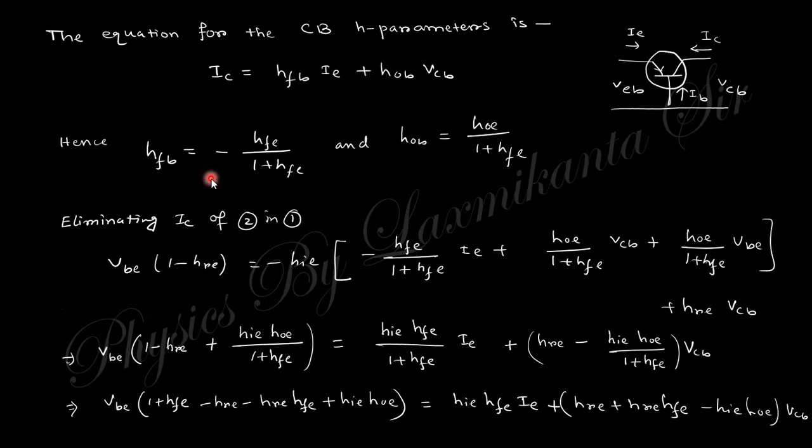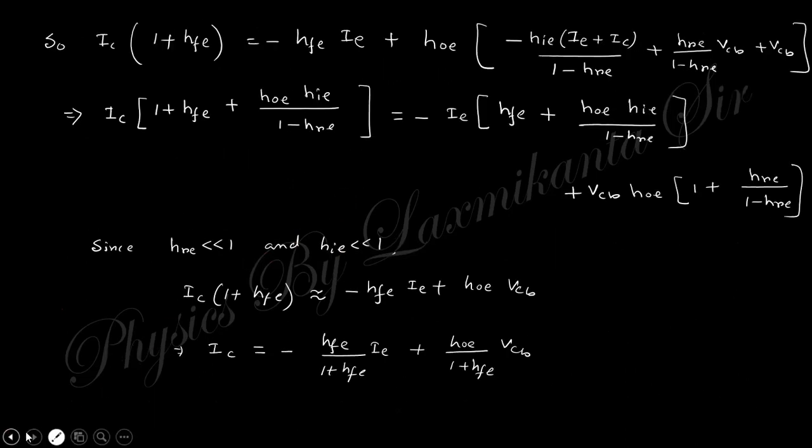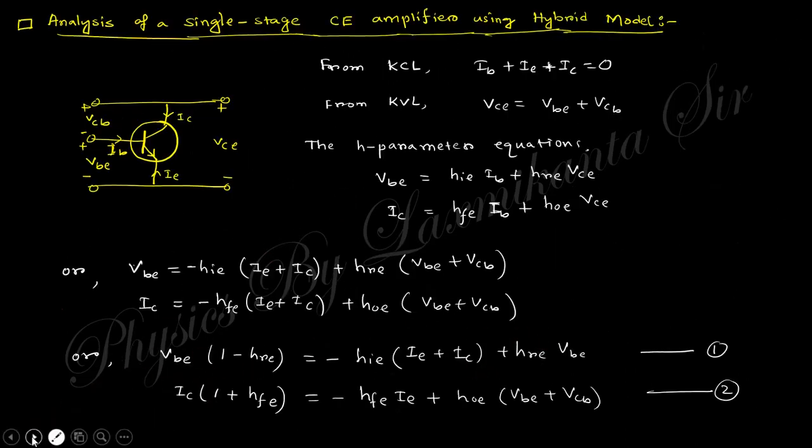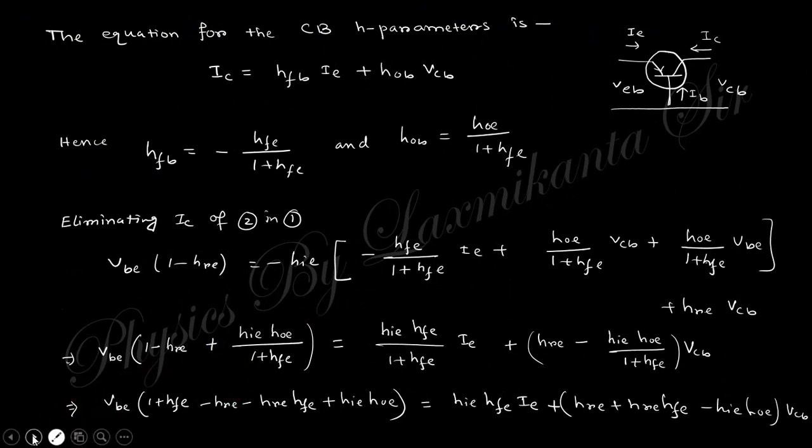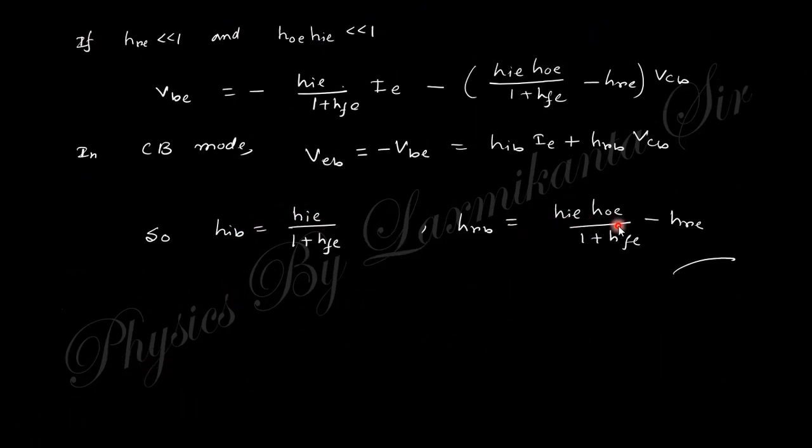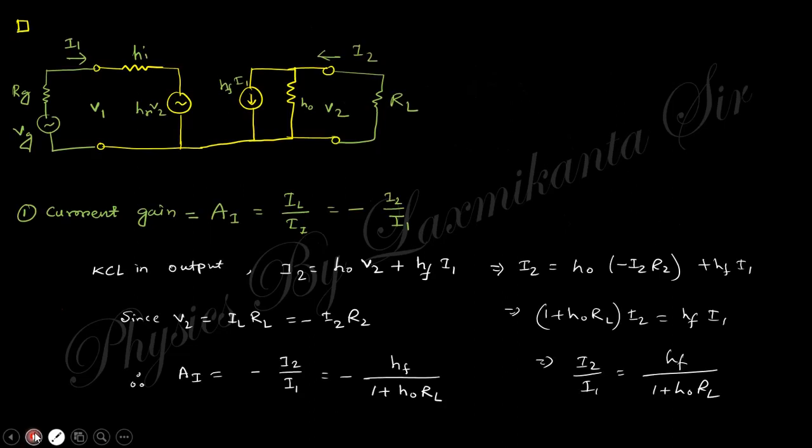you can easily find out the relation between the base configuration and the emitter configuration. So with the help of any configuration, you can easily find out the hybrid parameter values in the other configurations also. Okay, and VBE into 1 minus HRE equals this one. Eliminating IC between these two relations, and finally you obtain HIB and HRB like that. So these are actually the interrelations between the hybrid parameters in different modes.